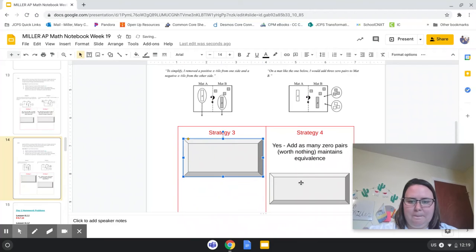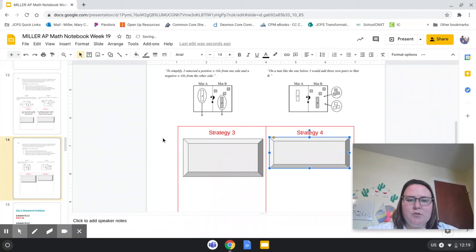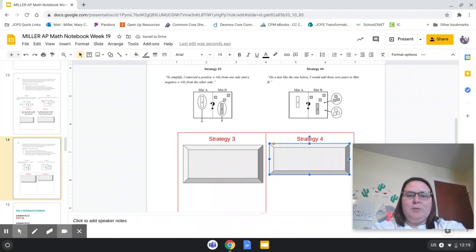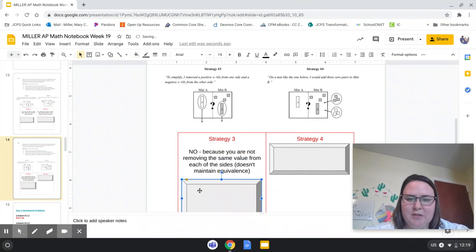All right, so strategy 3 says to simplify, I removed a positive X tile from one side and a negative X tile from the other side. So can we remove two opposite types of tiles? The answer is no, because you are not removing the same value. It does not maintain equivalence because you have to keep it balanced on both sides. So you cannot remove two opposite types of tiles because that dotted line separates them. Don't get confused with zero pairs here because they're on two separate sides.